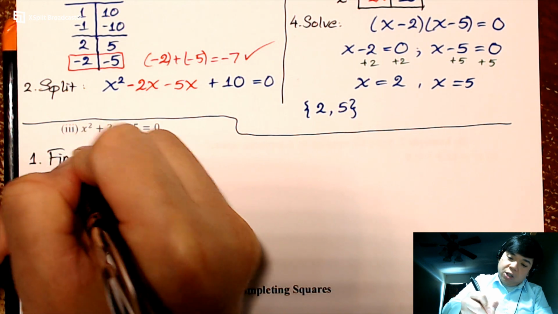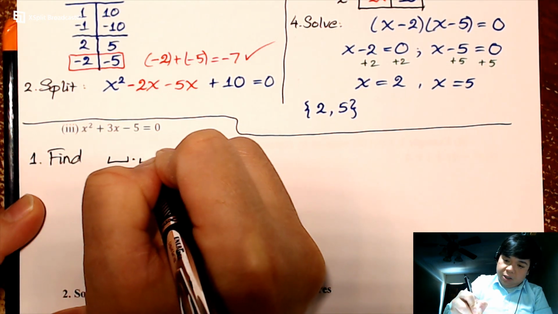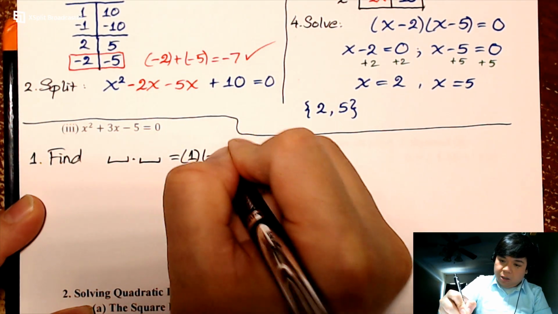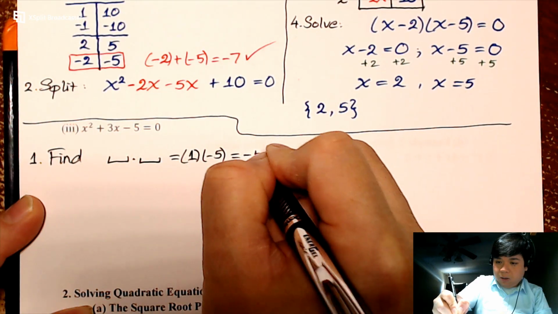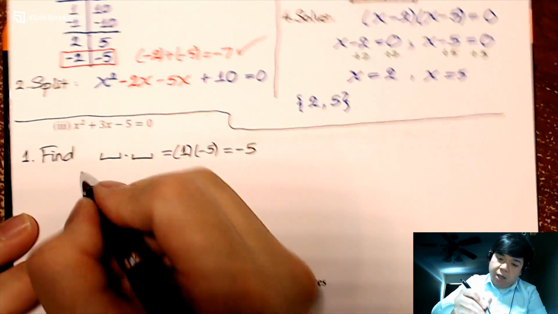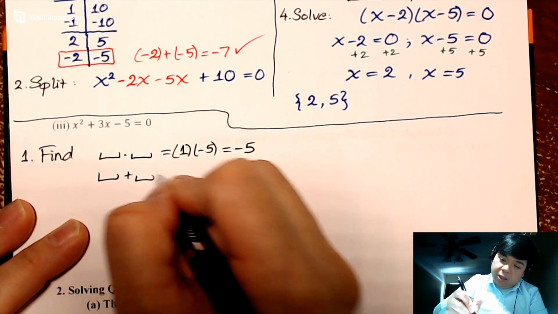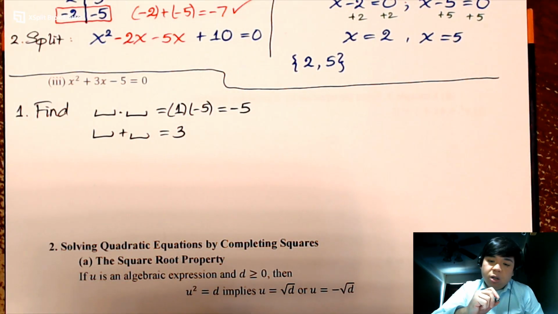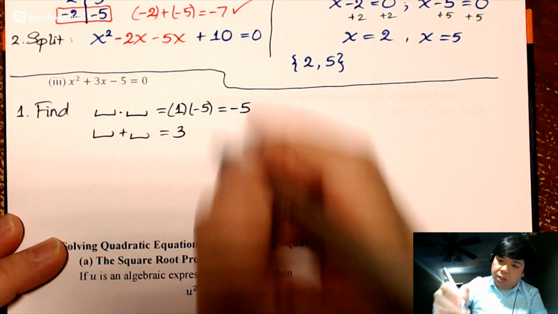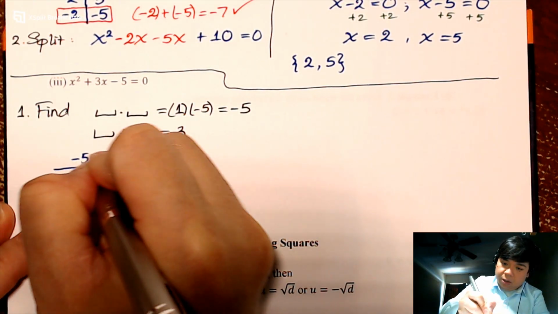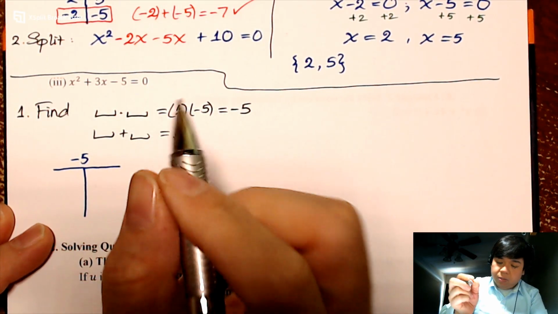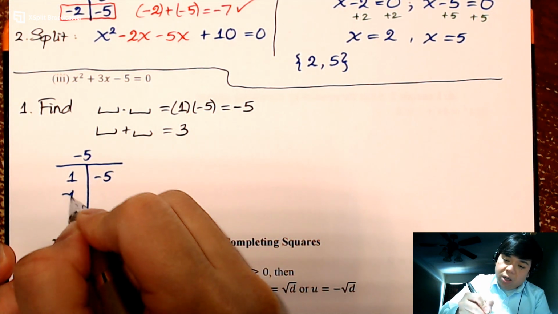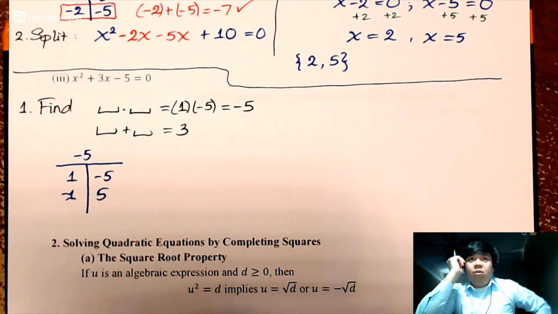First, find the two numbers times together equal to first times the last. And now they add up together equal to the middle number of 3. Right, so let's see how that works. Product of negative 5 could be 1 times negative 5 or negative 1 times 5, and that's all we have, right?